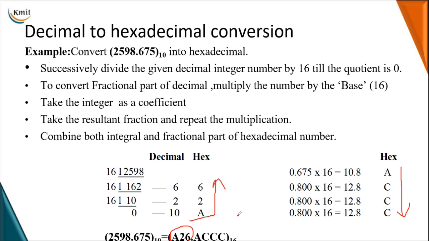So this is about today's session. In the next session, we will discuss how to convert any number into a decimal.